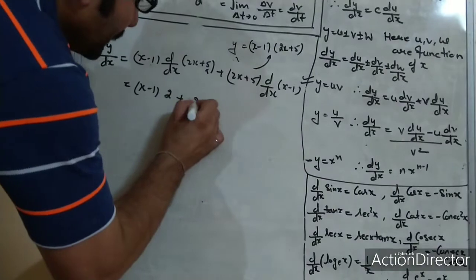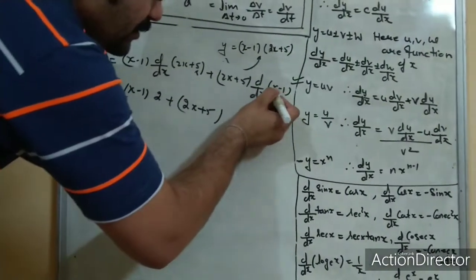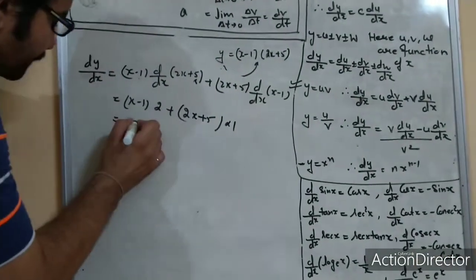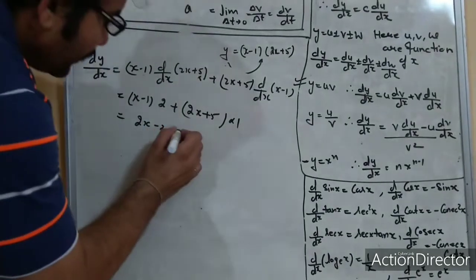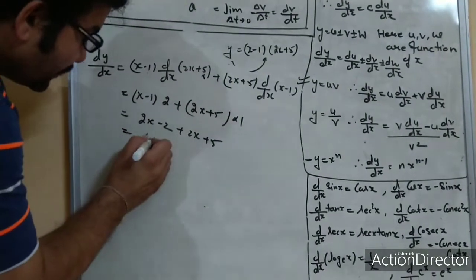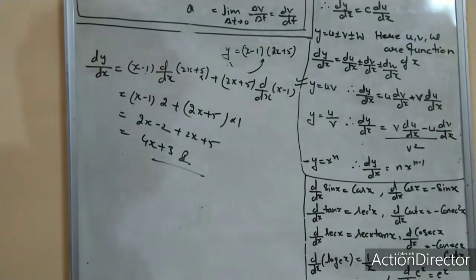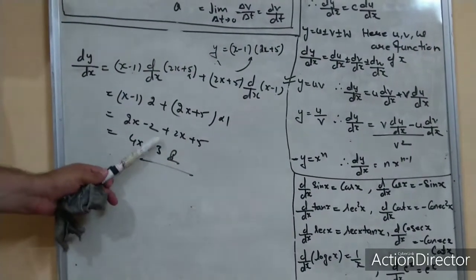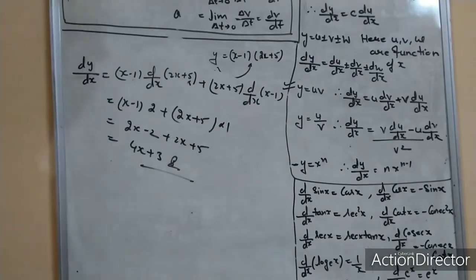Plus 2x plus 5, whose derivative is 0, and for x the derivative is 1. So 2x minus 2 and 2x plus 5 we get 4x, and plus 3. That is the answer: 4x plus 3. 2x, 2x makes 4x, and 5 minus 2 plus 3. So 4x plus 3 will be the right answer for that question.